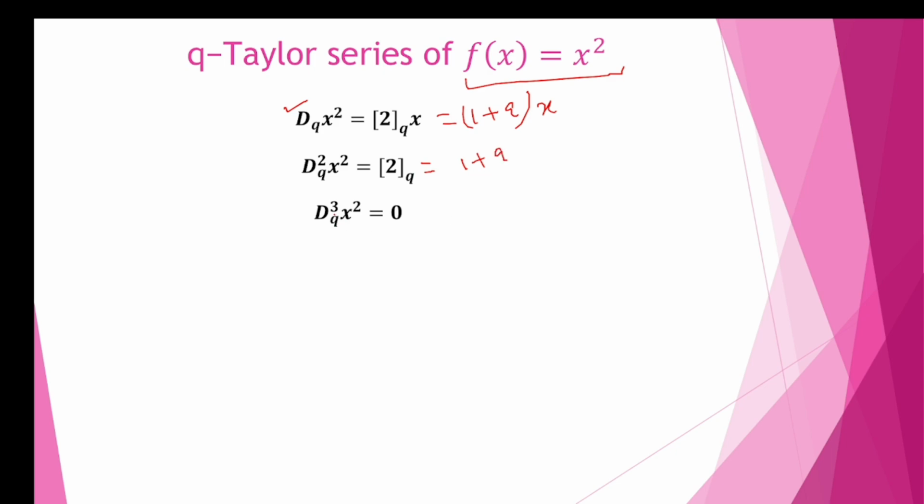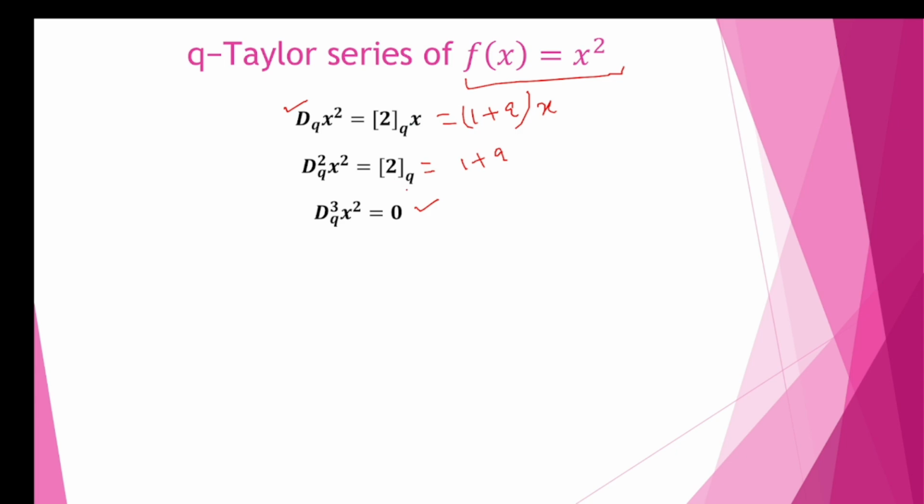Now the third derivative will be the derivative of this, and these are constants, so the derivative of a constant will be 0. Further, if you find more, they will also be 0, because the quantum derivative of 0 will be 0.